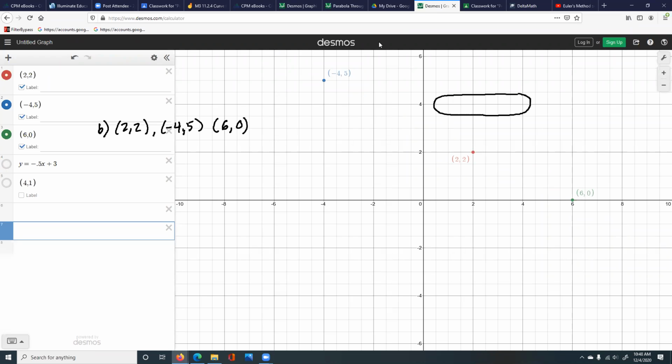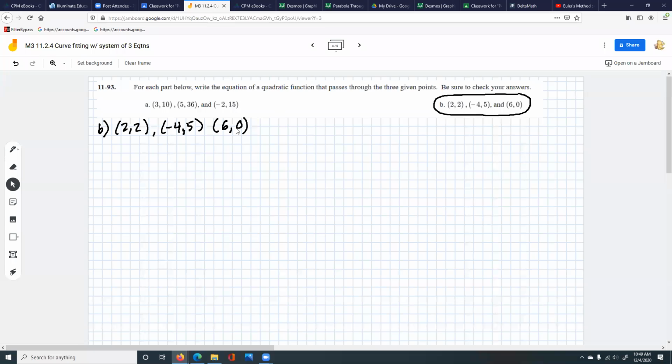So hold on just a second. Okay, so we got those points graphed. Let's see if we can make a parabola go through it. So let's write our basic equation. Our equation is y equals ax squared plus bx plus c. That's what a parabola looks like. That's our quadratic.